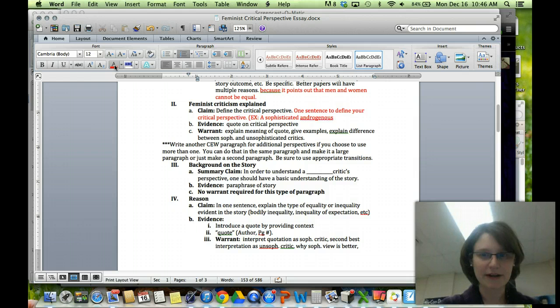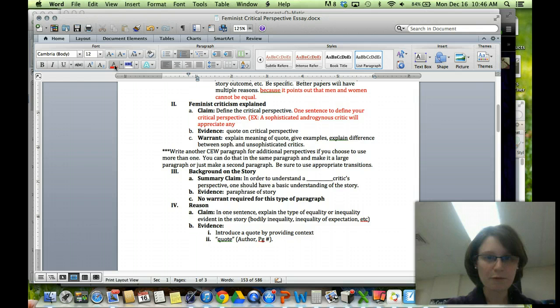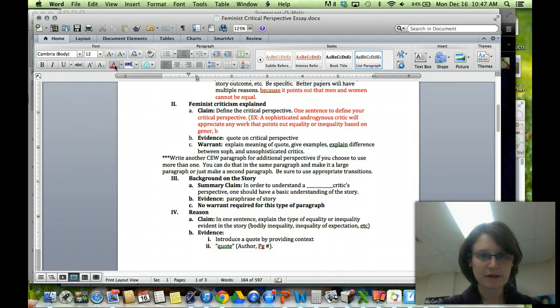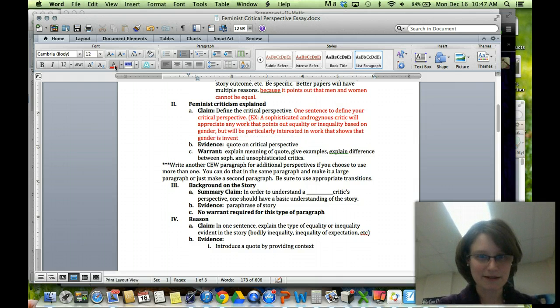androgynous, I'm totally going to spell this wrong again. Androgynous. Okay, a sophisticated androgynous critic will appreciate any work, could be literature or art, right, that points out equality or inequality based on gender but will be particularly interested in work that shows that gender is invented. Okay, because androgynous critics believe that gender is invented, okay?